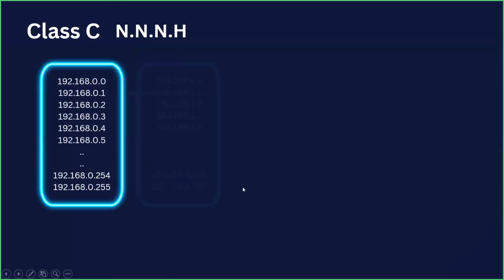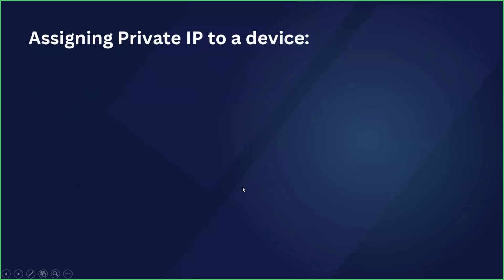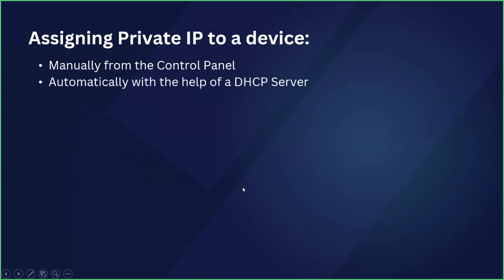So, as mentioned, that's about subnet mask and that's about default gateway, guys. Moving on, let's talk about how you assign a private IP. As mentioned, public IPs are in the control of the ISP, so we don't have control over that. They assign the public IP themselves. But the private IP is in our hands. We can assign any private IP of our choice to the system.